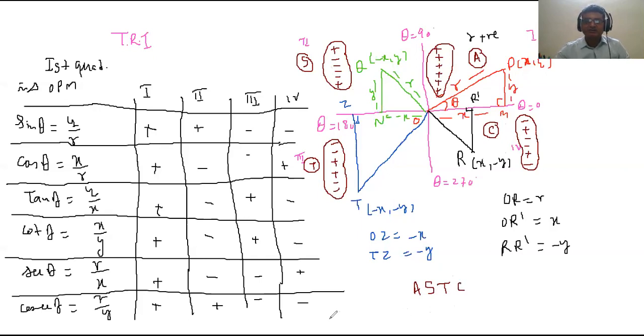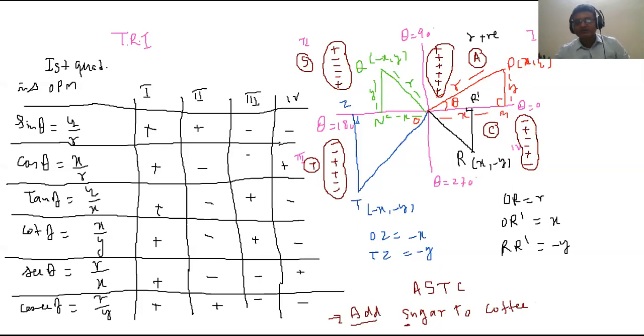This is also known as ASTC: add sugar to coffee. It means all are positive in the first quadrant.